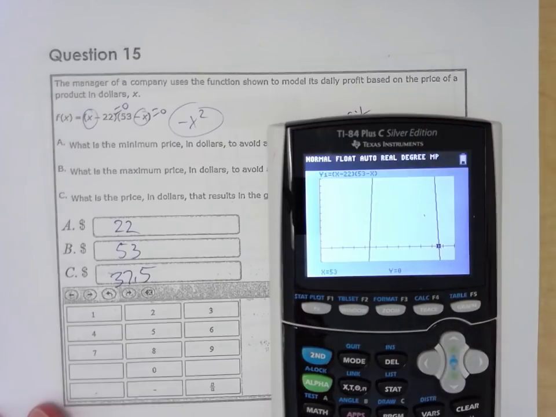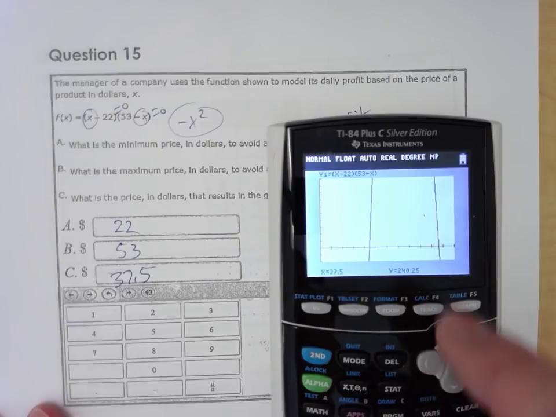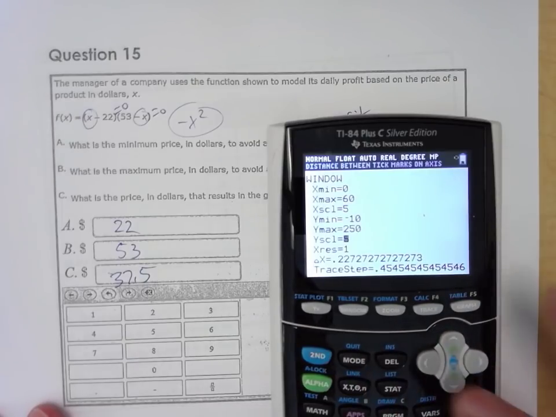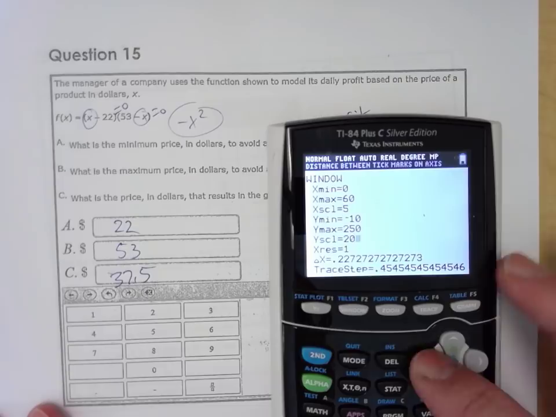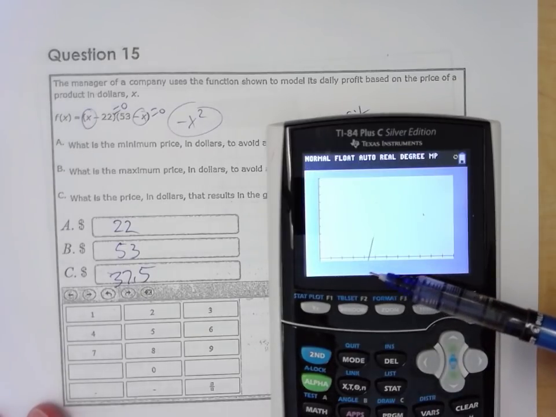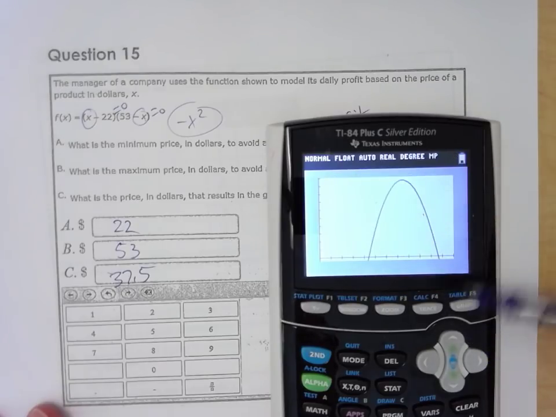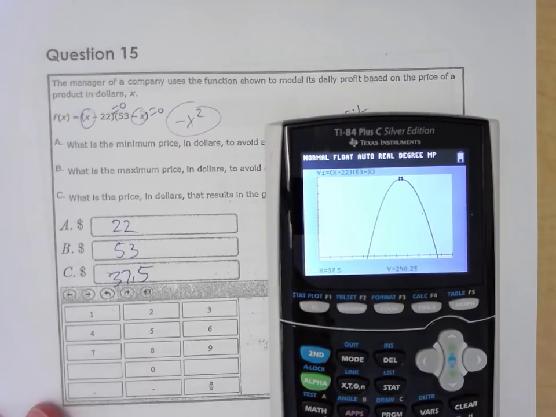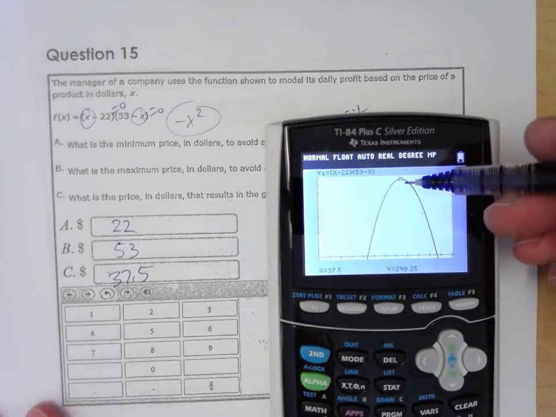Now I need to go a lot higher. 37.5 is all the way up to, so I need to go high as 250. So go back to the window here and change my maximum to 250. So I can insert 250, scale of 25, and graph. Okay, so you can see it crosses at 22, it goes up. So this is price you're charging, profit on this axis. And now if I go to 37, I'm in the trace mode, type in 37.5, and there it is. There's the maximum profit right there.